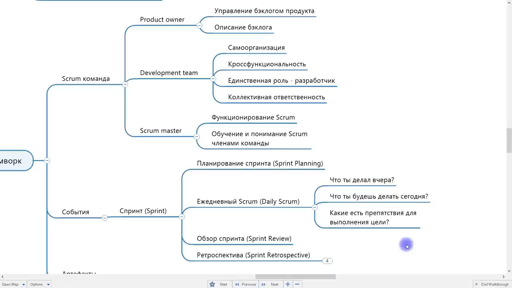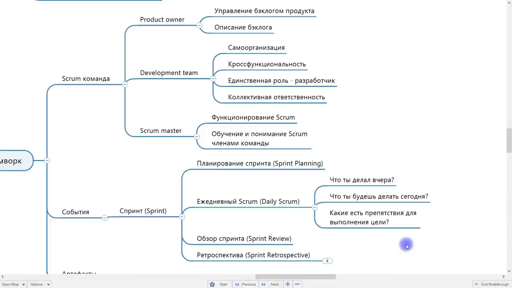That is, if we talk about testing, for example, yesterday I wrote a test case for such and such a user story. Today I will write a test case for the next user story. And what are the obstacles to fulfilling this goal? For example, it's not entirely clear to me how developers will implement that user story. So what I want to do today is to contact, for example, the developer who's tasked with this requirement and find out from him how it's going to be implemented, what he's going to do.